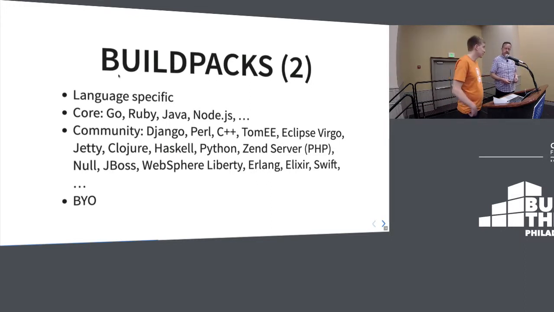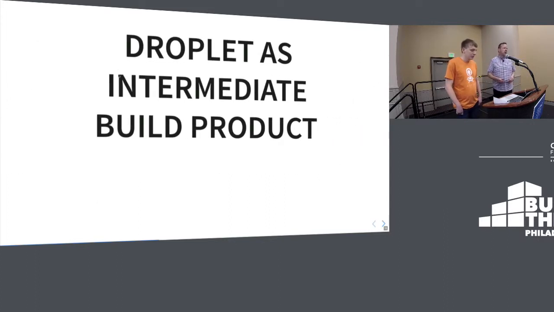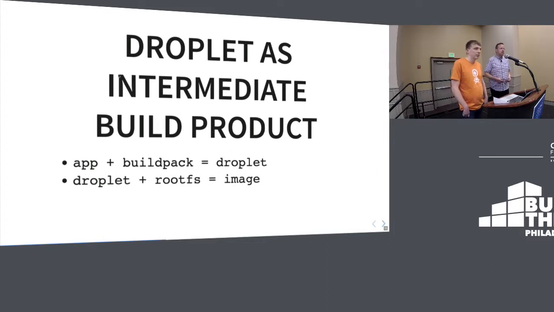So does a buildpack actually create an image for us, a Docker image? You would think that what comes out of that is a container image, but it's not. There is one step in between that Cloud Foundry again has opinions about, and this is the idea of a droplet. The droplet is that intermediate build product that comes out of the build process. So the application and the buildpack together, that output is what we call the droplet. And only once you take that droplet and add it to a root file system, you come up with something that is known as the application image, which can then be used to create a container.